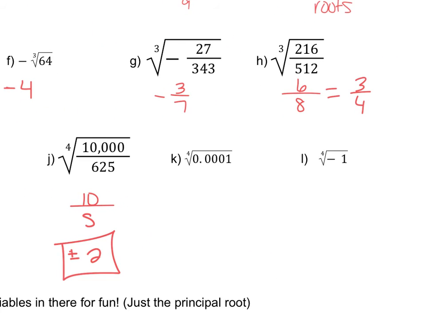Here, this would be plus or minus, of course, 0.1. And then the 4th root of negative, you can't take a negative root to an even power, so this would be no real roots.